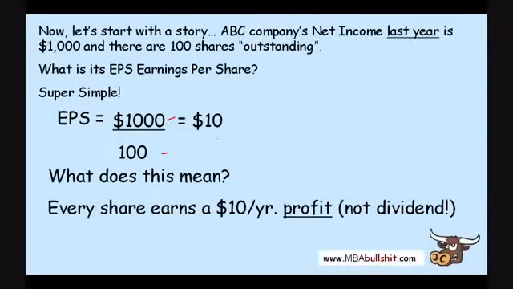Last year, every share earned $10 in profit, meaning you take the whole profit of the company and divide that by the total number of shares. Then every shareholder, assuming each shareholder owns exactly one share, which is not really the case, gets $10 a year in profit. Now, I'd like to stress that this is $10 a year in profit, not in dividends. You should know that by now, but if you don't, that's okay.